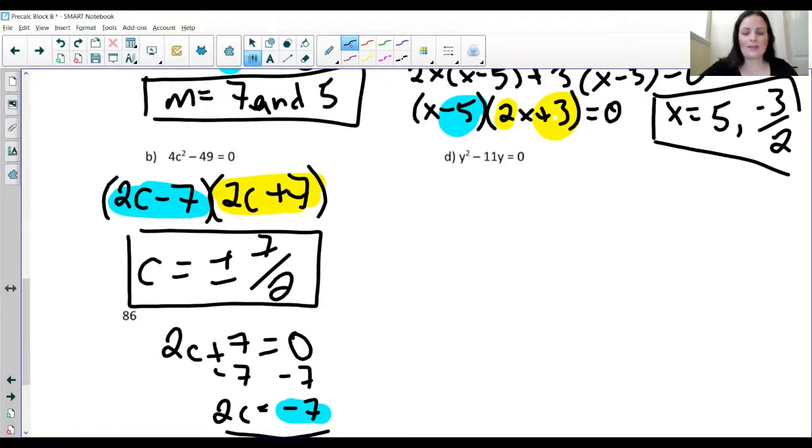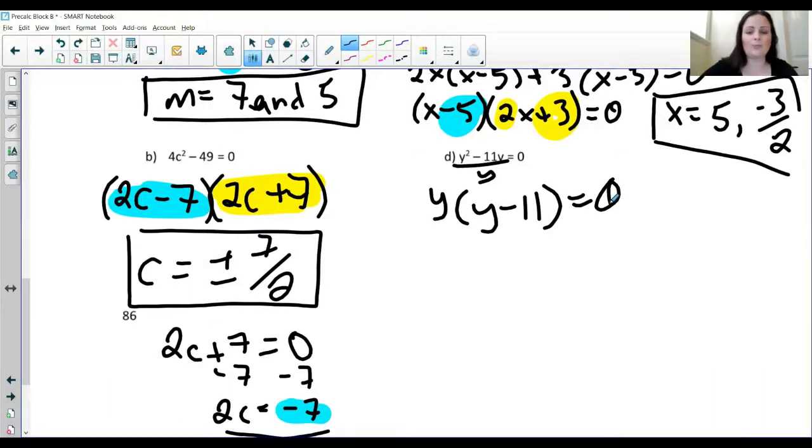So here you have something, it's not a difference of squares, it's not a trinomial, it's just a binomial, but it has something common in both terms. So you can factor y, you can divide both of these things by y, and have y times y minus 11 equals 0. So you still have a quadratic, and there's two possibilities.